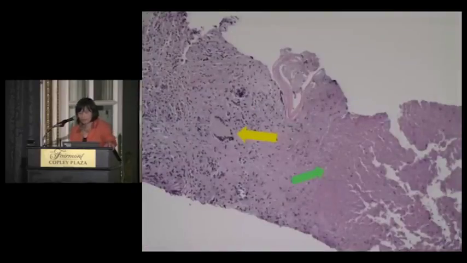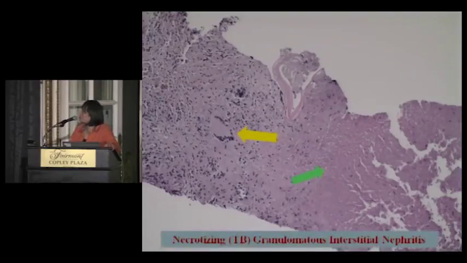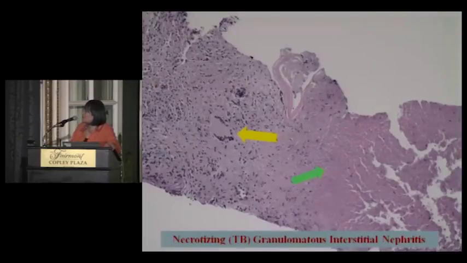Okay. Now, this one here, again, you see multinuclear giant cells. In addition, you see an area that is necrotizing. So this pattern, we call necrotizing granulomatous interstitial nephritis, commonly associated with TB.